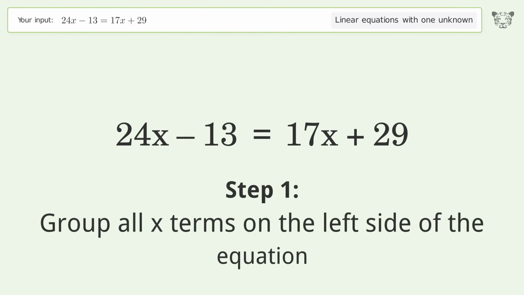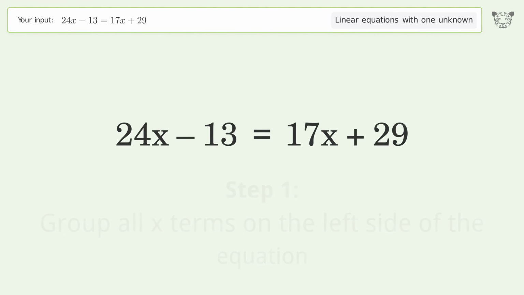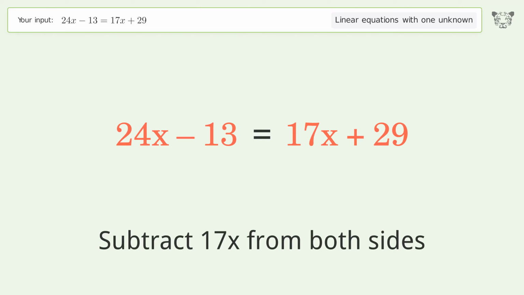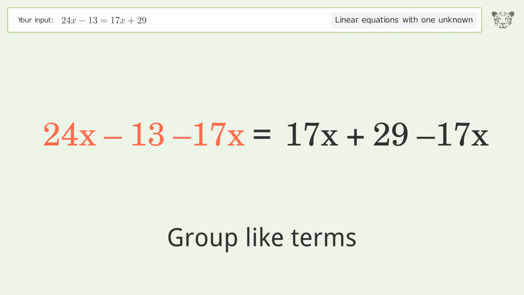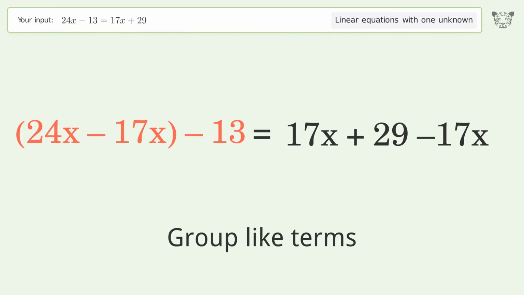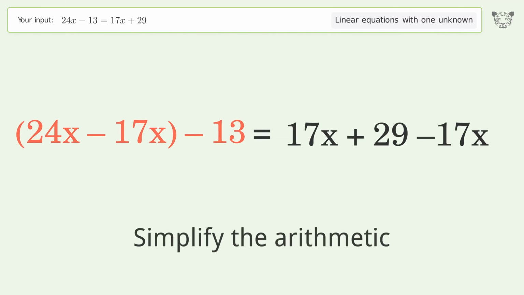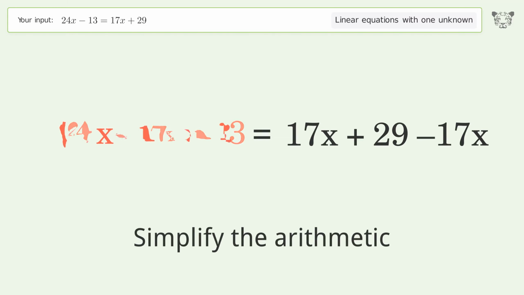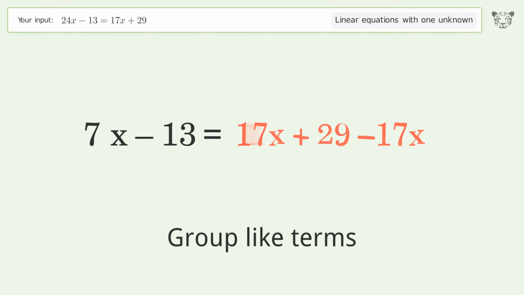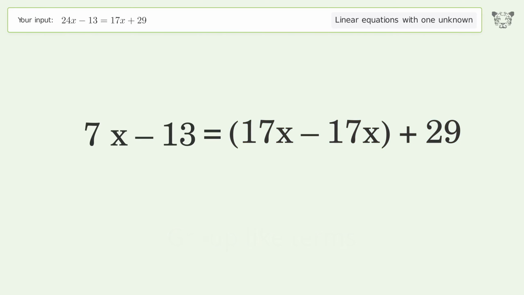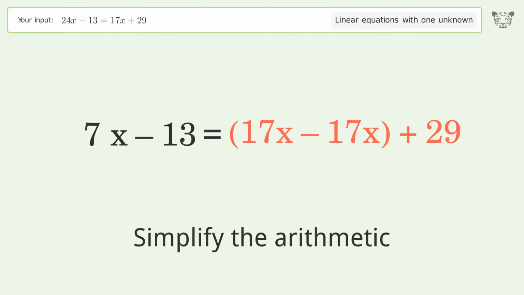Group all x terms on the left side of the equation. Subtract 17x from both sides. Group like terms. Simplify the arithmetic. Group like terms. Simplify the arithmetic.